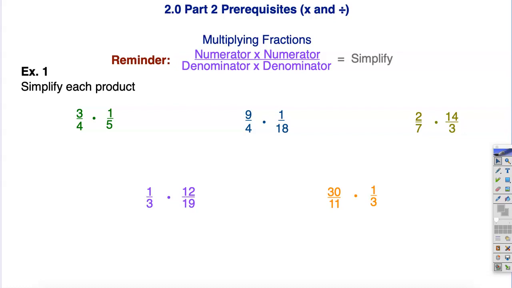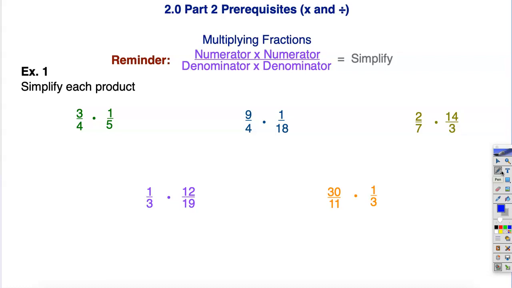Okay, we're going to go over multiplying and dividing fractions. So we're going to start off with this problem in the green here that says 3/4 times 1/5. Now remember, when you multiply and divide fractions, you do not need a common denominator.